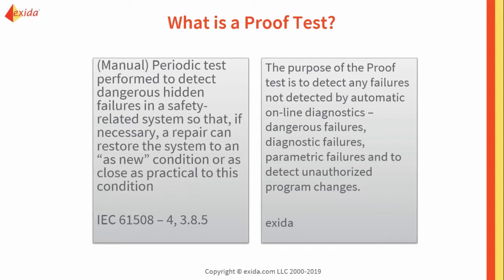So when we are talking about a proof test, we want to consider what those possible dangerous hidden or dangerous undetected failures can be, and how can you design a test to show or expose those dangerous undetected failures. As I mentioned before, if you're automatically testing or checking for different failures with your online automatic diagnostics, don't waste your time and your money rechecking, revalidating, retesting what you already know works.